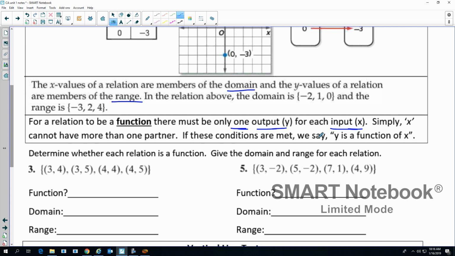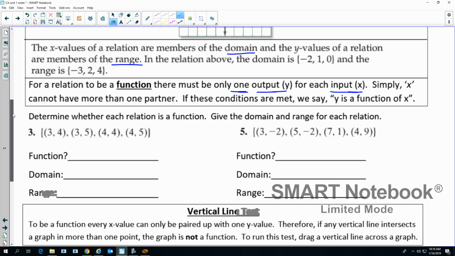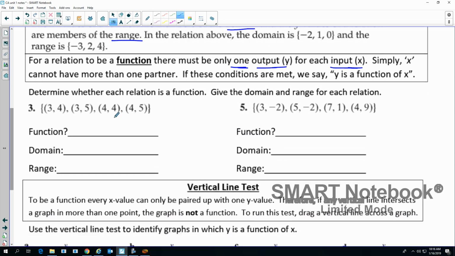If these conditions are met, what we say is y is a function of x. So y is a function of x basically means y is depending on what x does. It's waiting on what x is going to do, and then that will result in what my y value is.